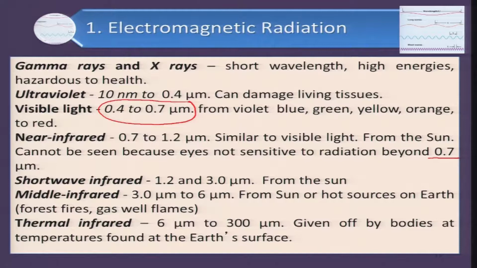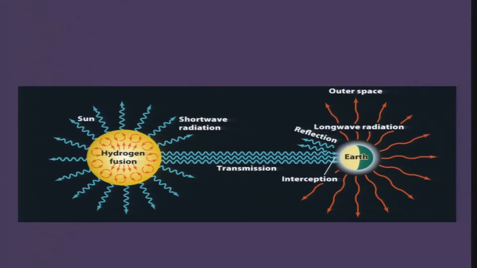Beyond 0.7 we won't be able to view, that is the near infrared, and then further we have short wave infrared, middle wave infrared, thermal infrared and all that. Okay. So this is what we see, and this is what has been understood until now, that we have the short waves coming in from the sun. A few of the waves are reflected back from the atmosphere and a few are absorbed by the Earth and radiated back into space in the form of long wave radiation.